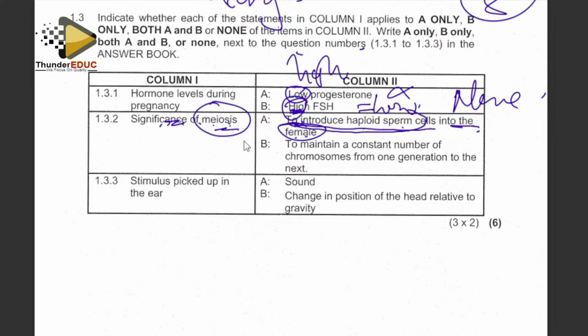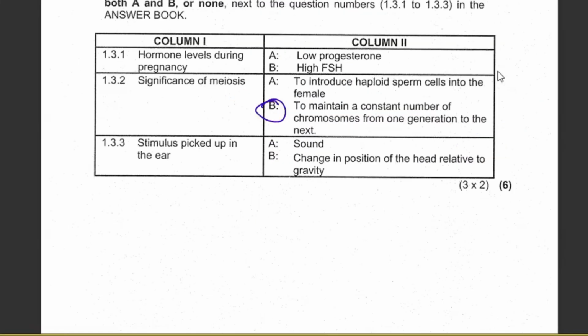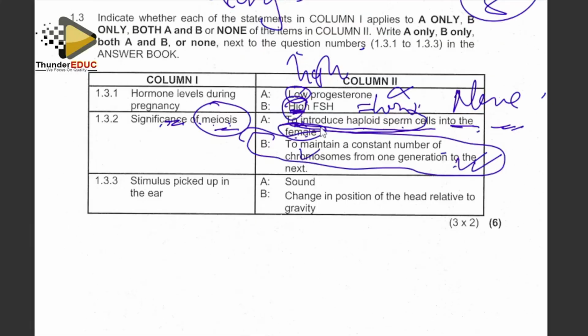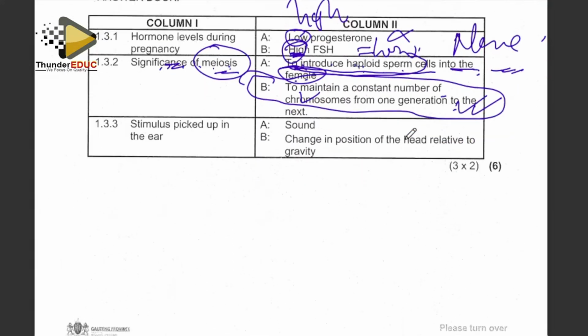And also, what puts the sperm cells into the female is the penis. Alright, so I'll leave this one hanging, but "maintains the constant number of chromosomes from one generation to another generation" is correct. So this one becomes correct. B is the only answer there, so it becomes B only. Yeah. So now we go to the next question.